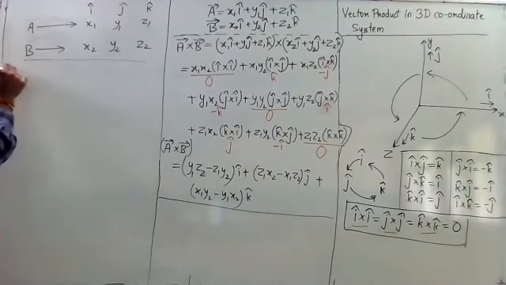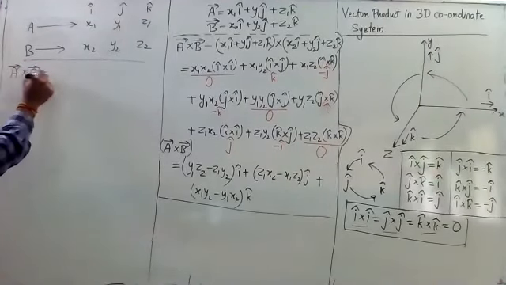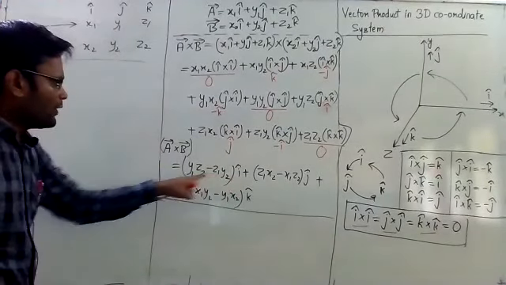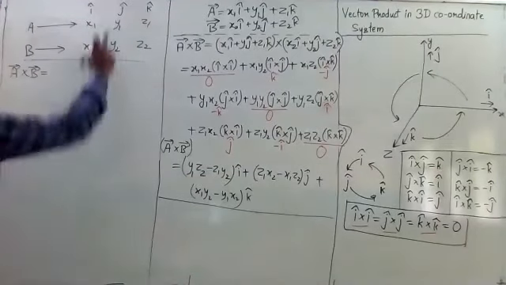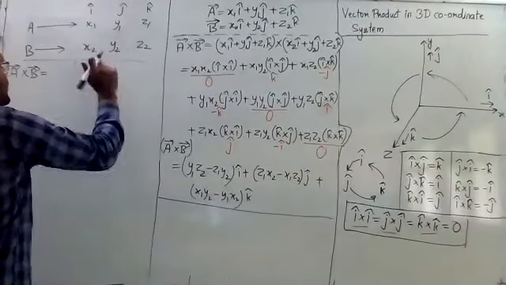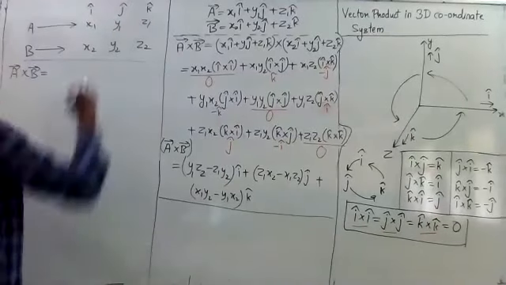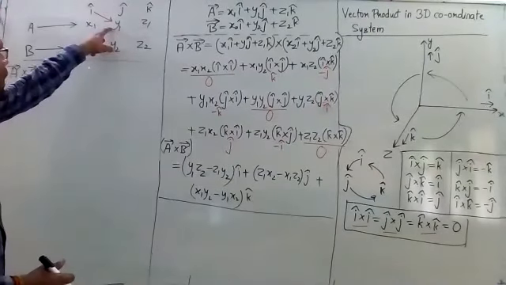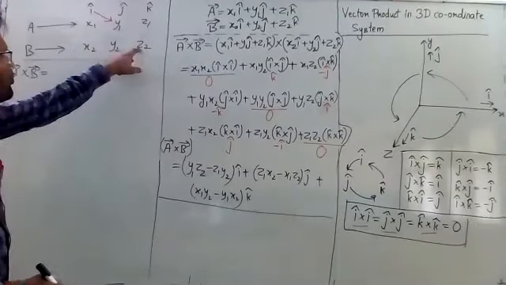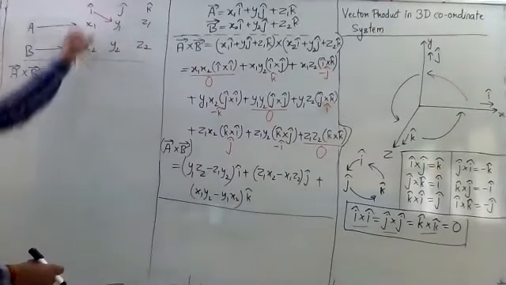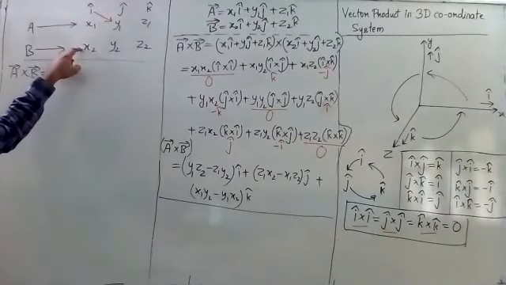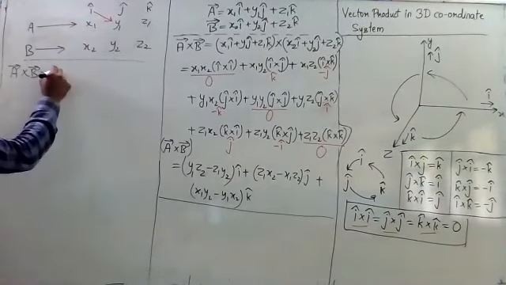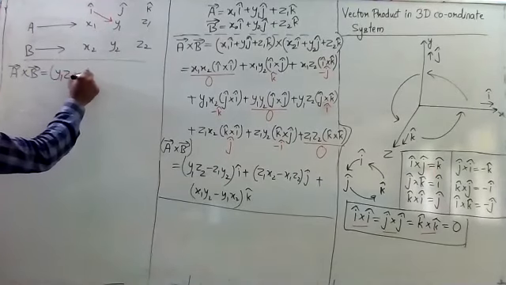When we are finding A cross B, then the coefficient of I cap is Y1 Z2 minus Z1 Y2. For I, I am going to start here. I will ignore the coefficients of I cap, and I will start with Y1 Z2 minus Z1 Y2. So here I am getting Y1 Z2 minus Z1 Y2 I cap.